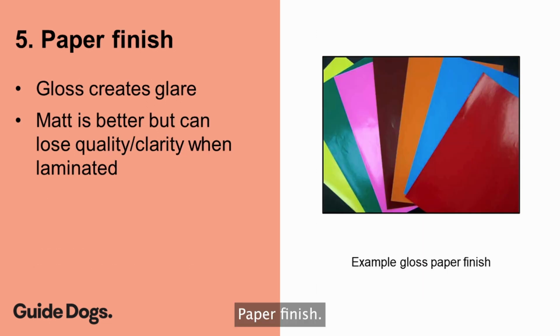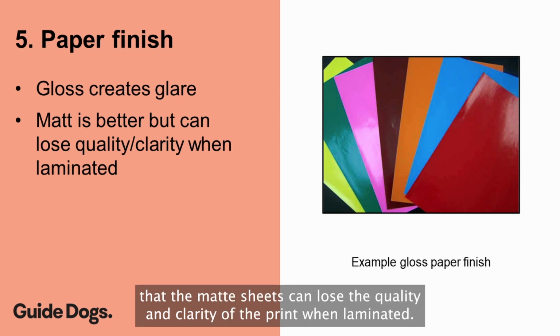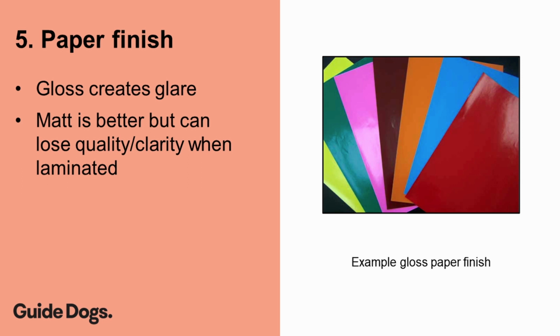Paper finish. Gloss paper creates glare. Matte finish for laminating sheets is best compared to glossy sheets, but be aware that the matte sheets can lose the quality and clarity of the print when laminated.